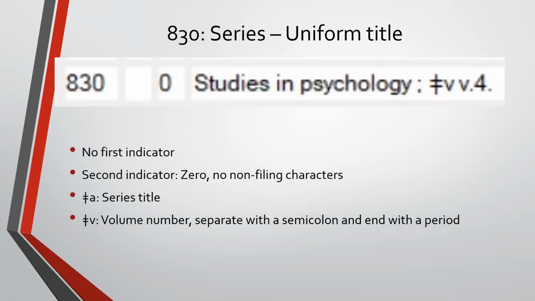When you don't necessarily have a person associated with a series, you'll use an 830. No first indicator. We have 0 for no non-filing characters, and we have our series title and our volume, just like the other ones. So this is something, for example, studies in psychology is my example. If you had a series of books, each written by different authors, each with its own separate title, you could include the series name and volume in this 830 field paired with that 490 first indicator 1.